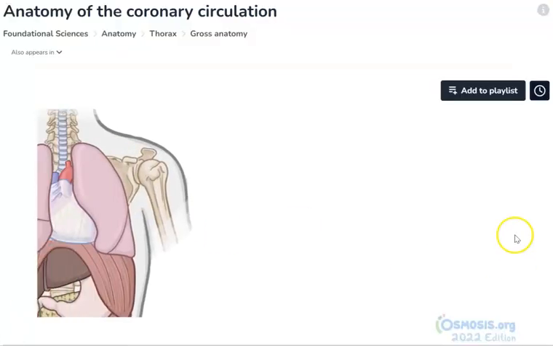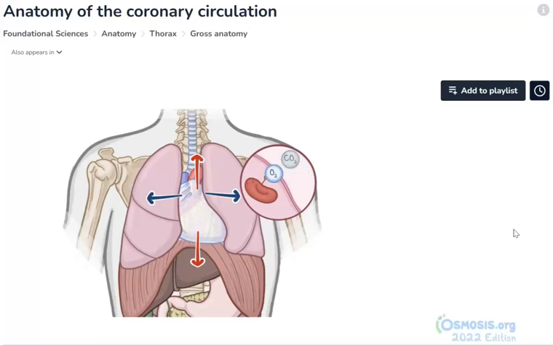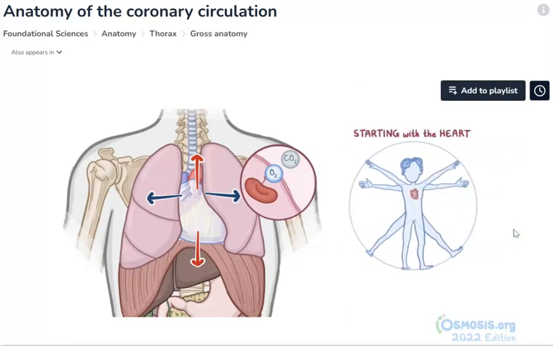Our hearts are responsible for sending blood throughout our body and bringing it back to our lungs in a constant exchange of oxygenated and deoxygenated blood. Here at Osmosis, we also think your hearts are responsible for showing us love every time you watch one of our videos.